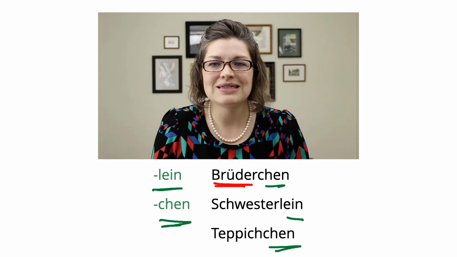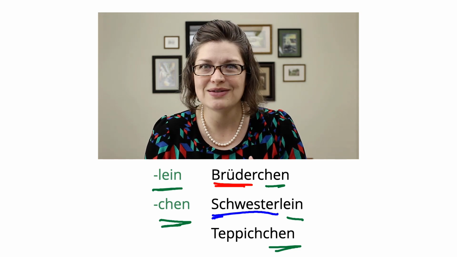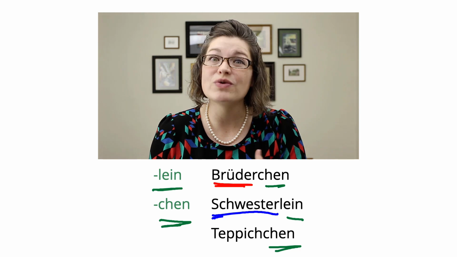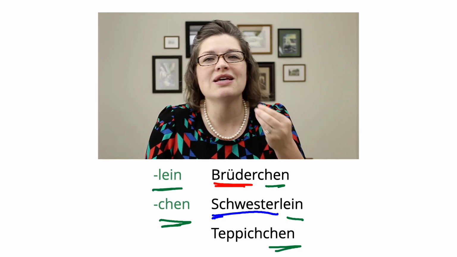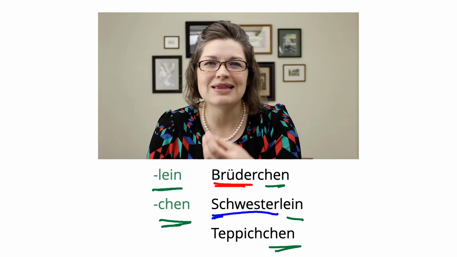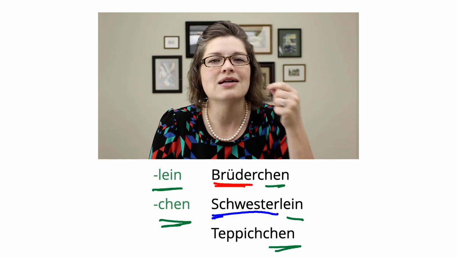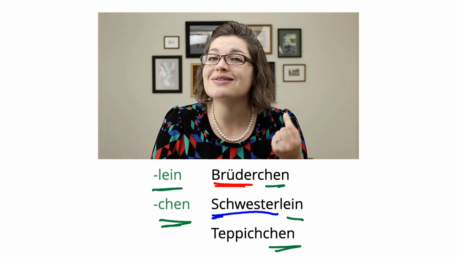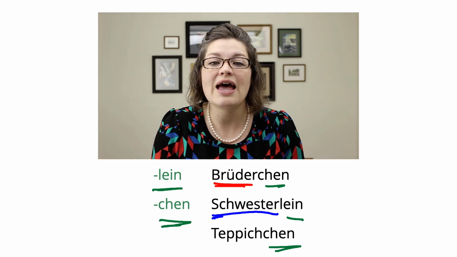Schwester means sister. So it would be die Schwester, again the intuitive noun group because this is a female person. But then when we put this diminutive addition onto the end, this lein, now we're saying essentially little sister, and it becomes das Schwesterlein.